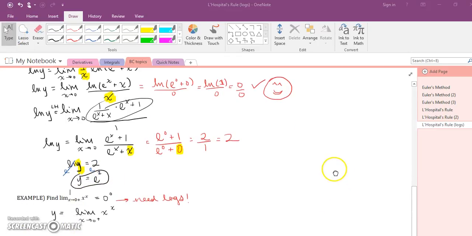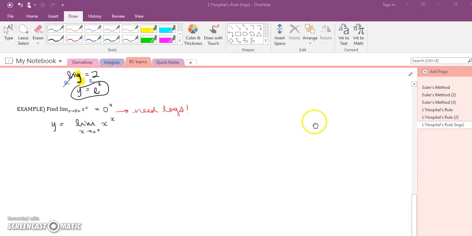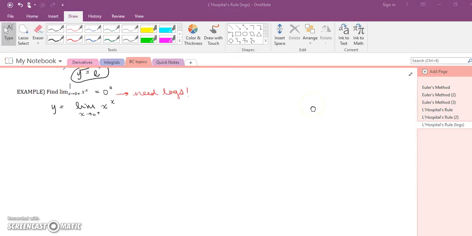So there's another example here that is very similar. I want you to try this one. I'm going to go ahead and pause for a second here and put up the answer. Try it on your own. See if you can manipulate it and use natural logs correctly. And then you can come back and check your answer.